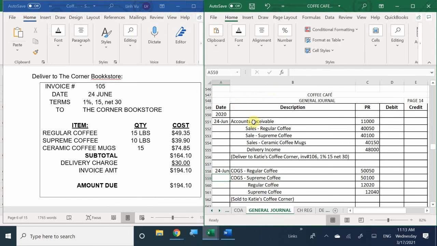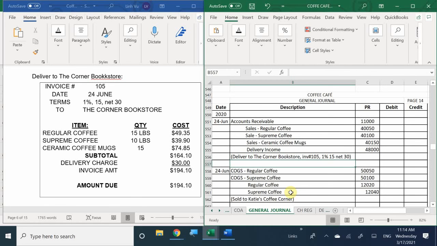Okay, so we got accounts receivable. Yes, we sold regular coffee, supreme coffee, and some coffee mugs. We got a delivery charge. And now instead of Katie's Coffee Corner, who did we sell this to? The Corner Bookstore. Invoice number 105. Terms, are they the same? 1% 15, net 30. Yep.